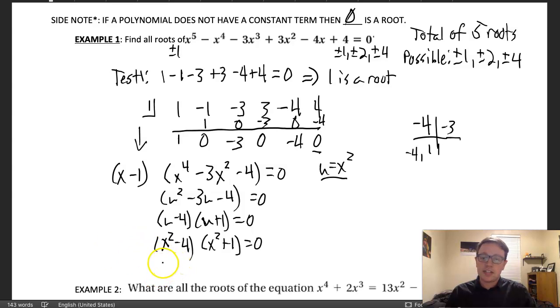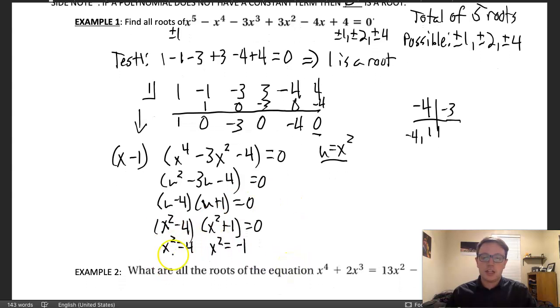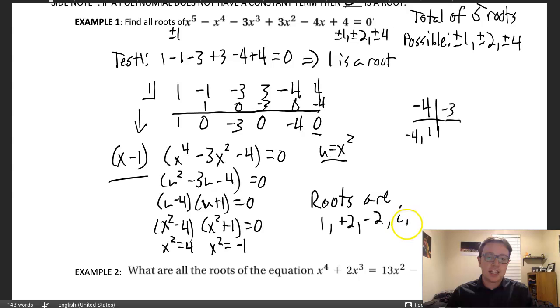What does that tell us? It tells us that x squared will be equal to 4, and x squared will also be equal to minus 1. So when we take the square root, what are our solutions going to be? Well, the square root of 4 is going to be plus or minus 2, and the square root of -1 is going to be plus or minus i. So our roots are going to be: we had 1 from our test. We had plus and minus 2, so positive 2 and negative 2, from x squared is equal to 4. And we had positive i and negative i from x squared is equal to -1.